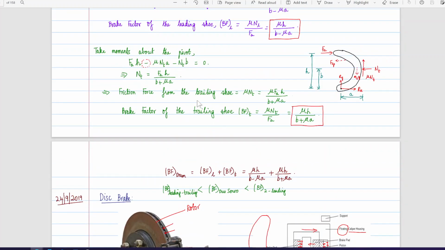On the other hand, if we were to take the moment about the pivot point for the trailing shoe, we can see that it is mu times Fa times h divided by (B plus mu times A).